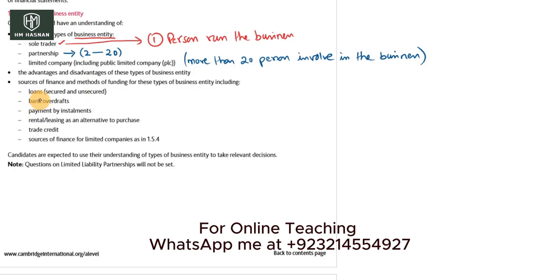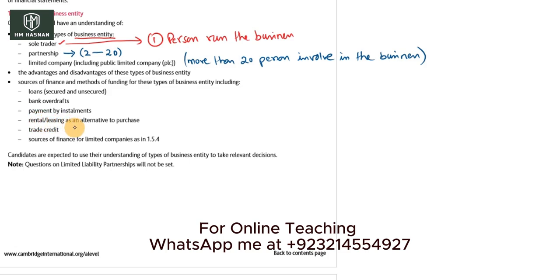There are a lot of ways these businesses can finance themselves. Number one is a loan. A loan can be secured or unsecured. We will talk about that later in this chapter. The second one is a bank overdraft. Bank overdraft means we can use the bank facility. Bank overdraft is a loan facility. And the third one is payment by installment. We can borrow money from our friends, our relatives, or any other business, and we can repay the loan amount in installments.